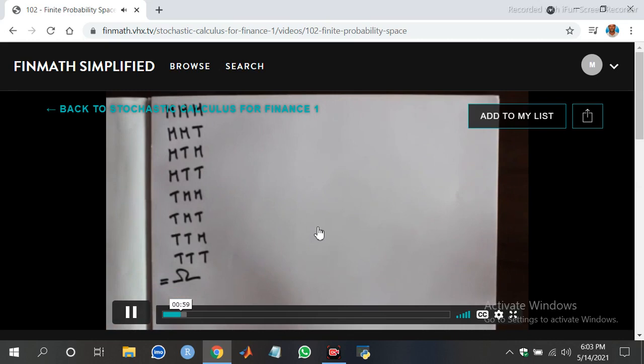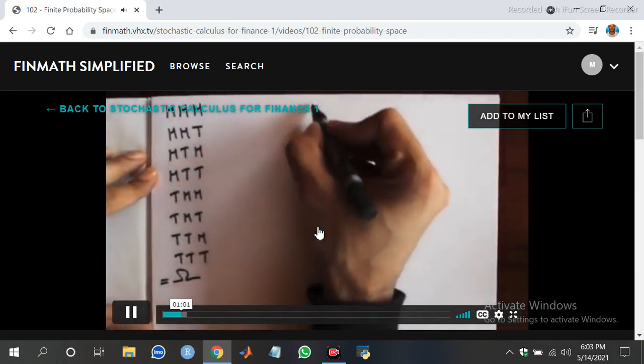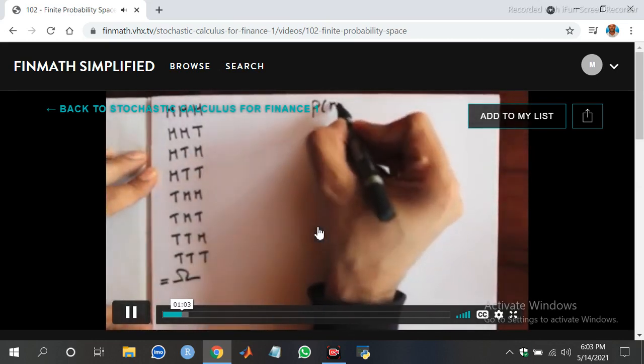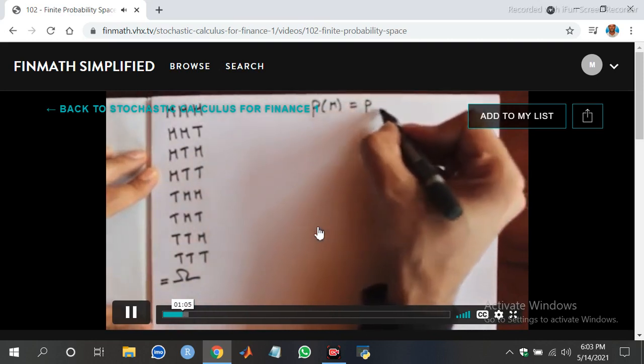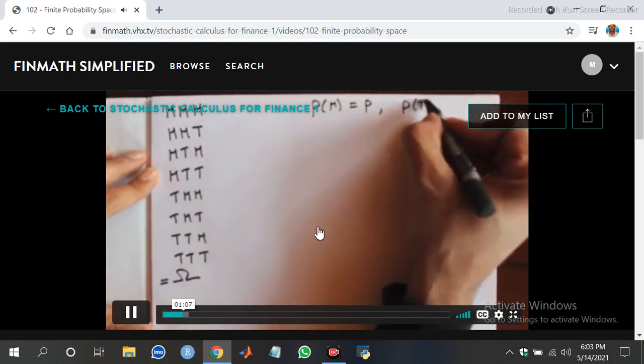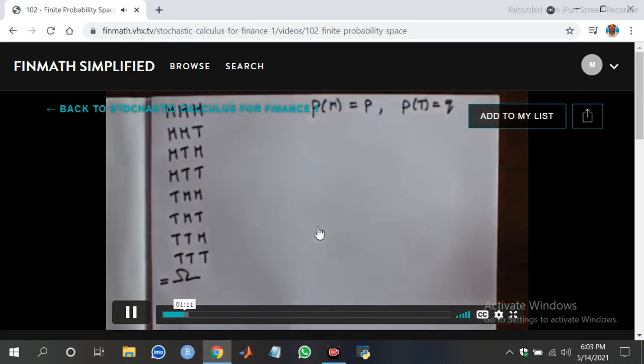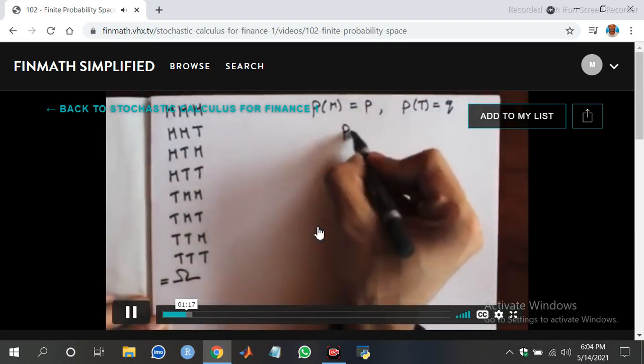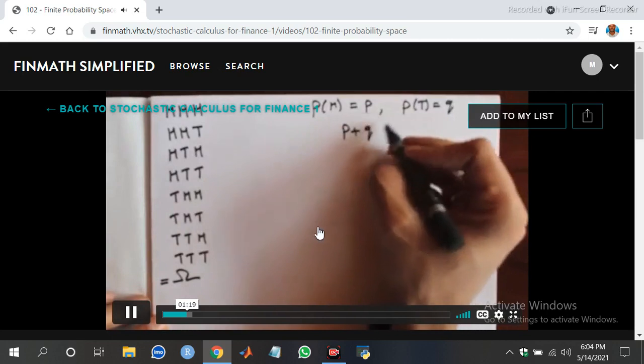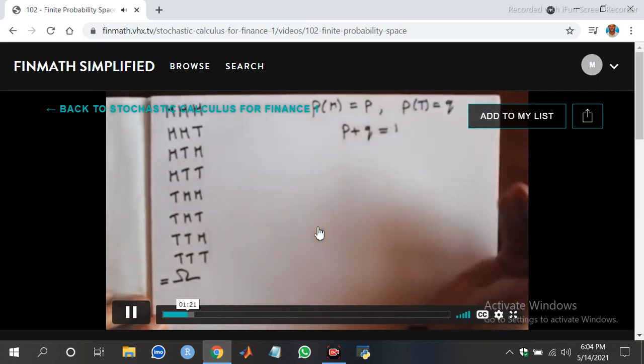Let's further define the probability of a head as P and the probability of getting a tail as Q. Now in our experiment of tossing a coin, we can either get a head or a tail. These are the only 2 possible outcomes. So we're going to define the probability of getting a head plus the probability of getting a tail as 1.